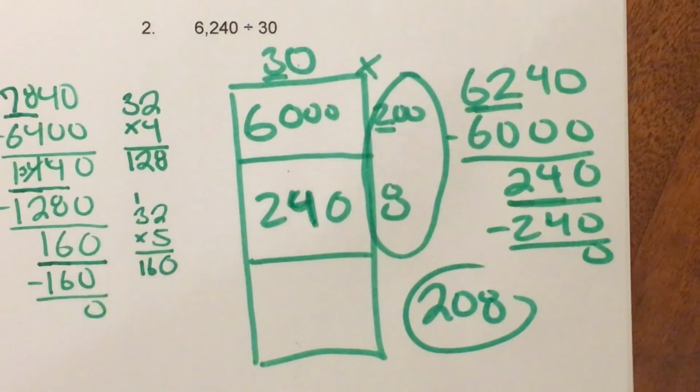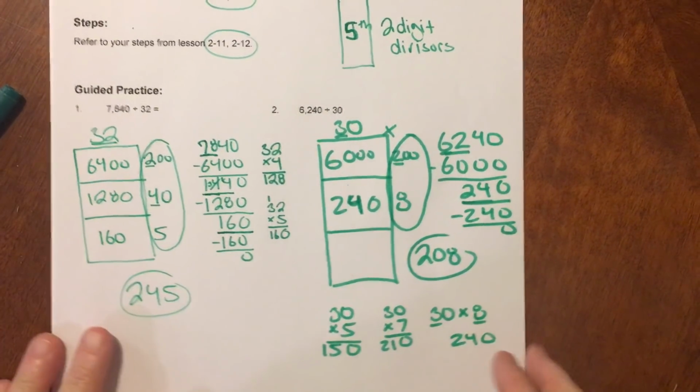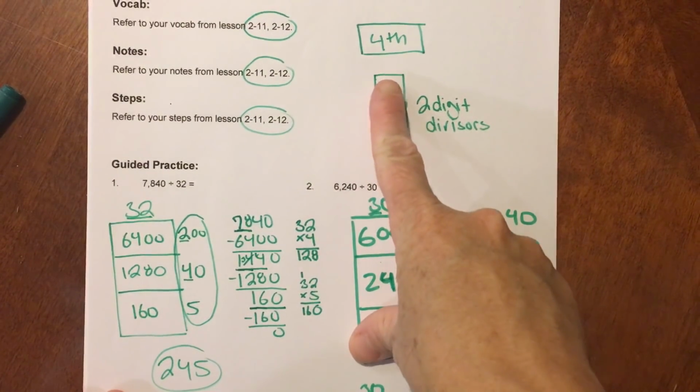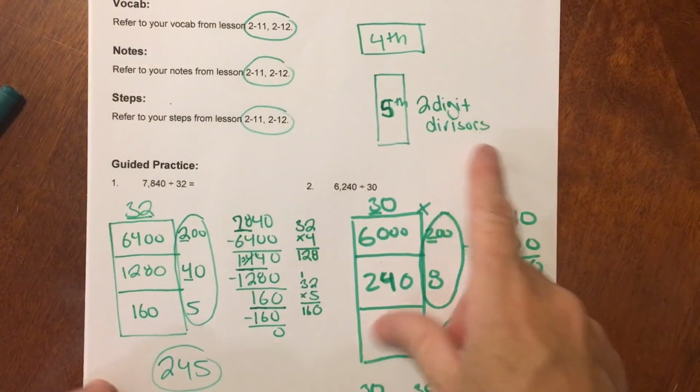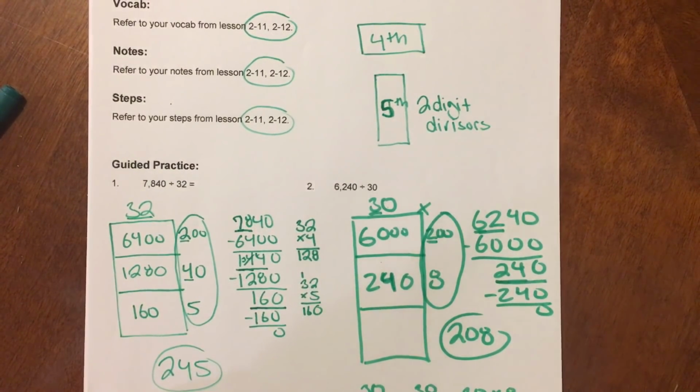Okay, so this is what you're really going to see on your test. You're going to very rarely see a lot of single digit in 5th grade. Most of what you're going to see in 5th grade is always going to be vertical, and it's mostly going to be 2-digit divisors. So this is what you really need to be practicing.